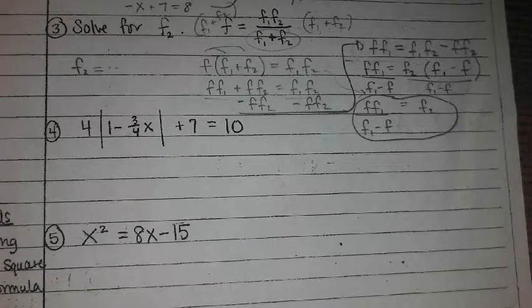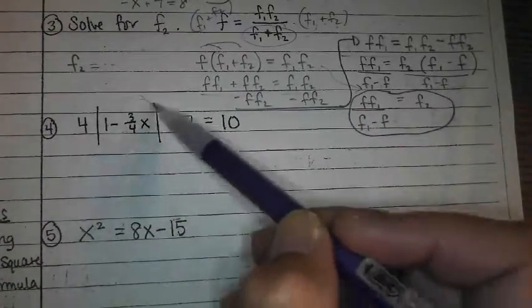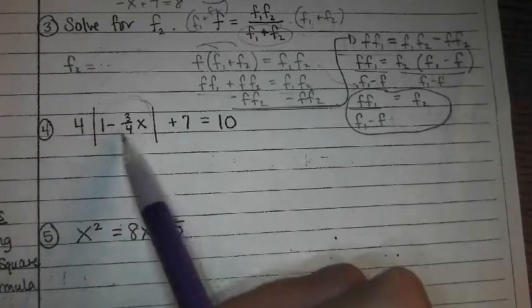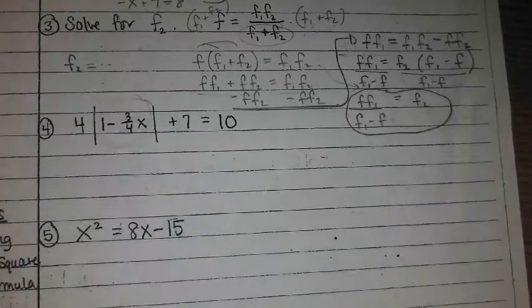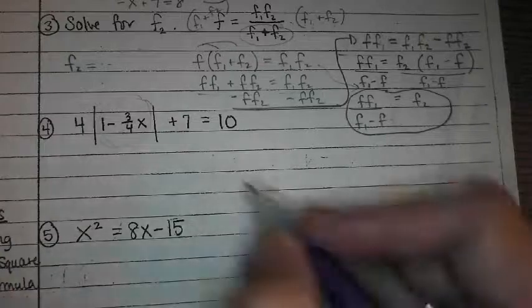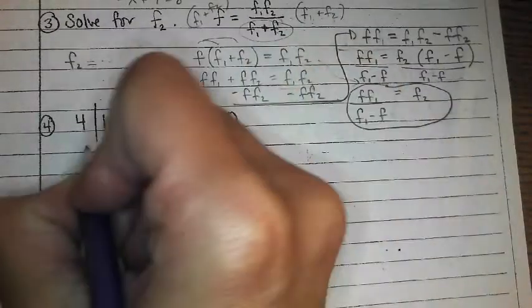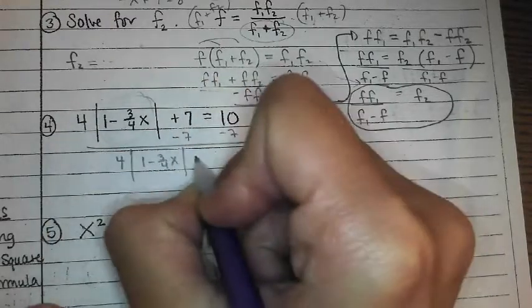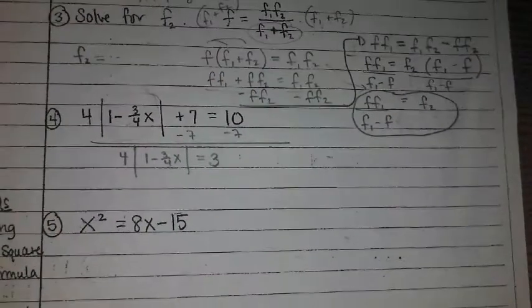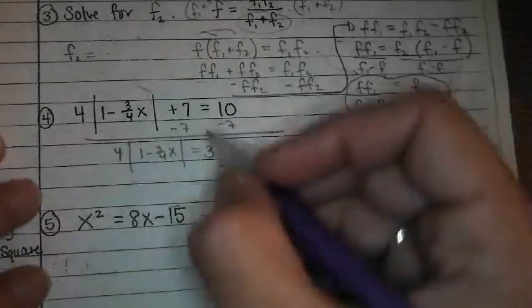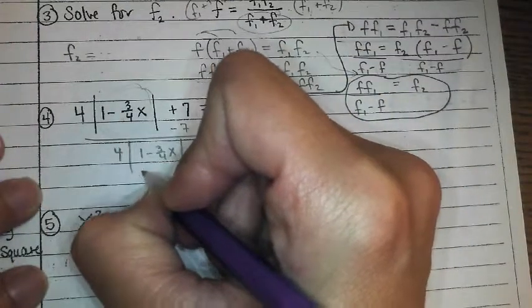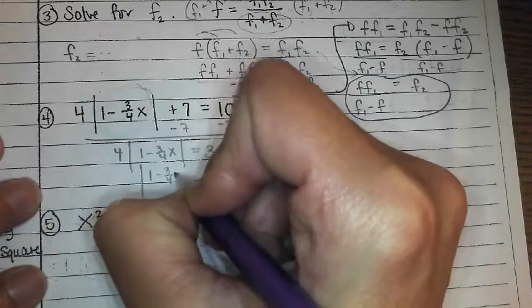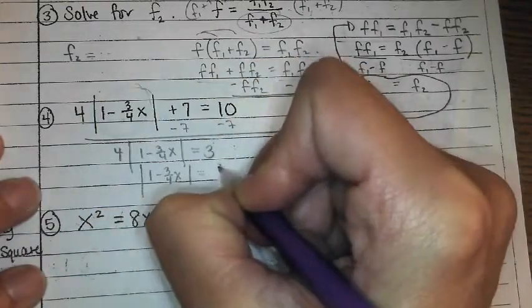To solve an absolute value equation, you have to get the absolute value piece all by itself. So I'm not going to really focus on what's inside here first. I'm almost going to treat it like 4y plus 7 and just get that absolute value all by itself. So subtract 7 first from both sides. Divide both sides by 4. So it's going to be the absolute value of 1 minus 3/4 x equals 3/4.